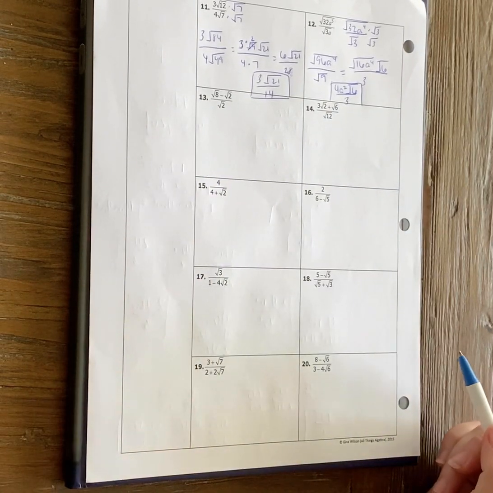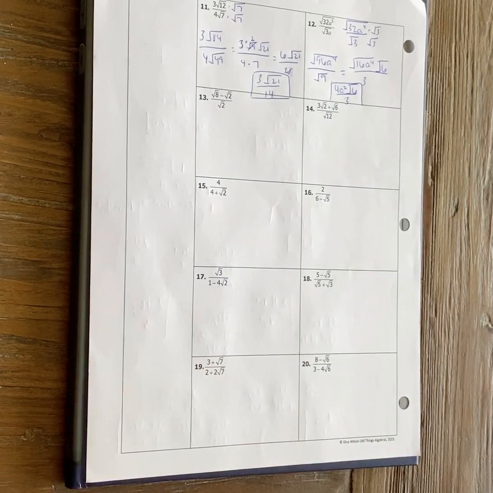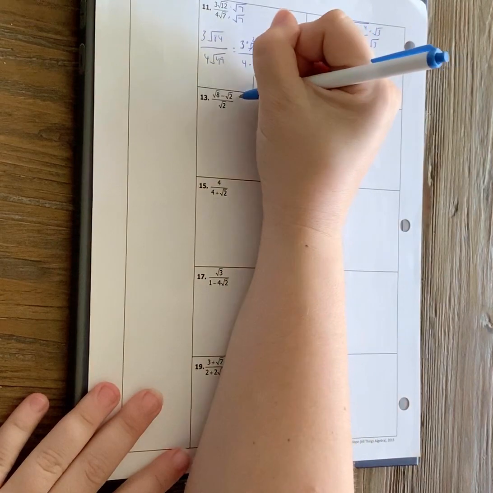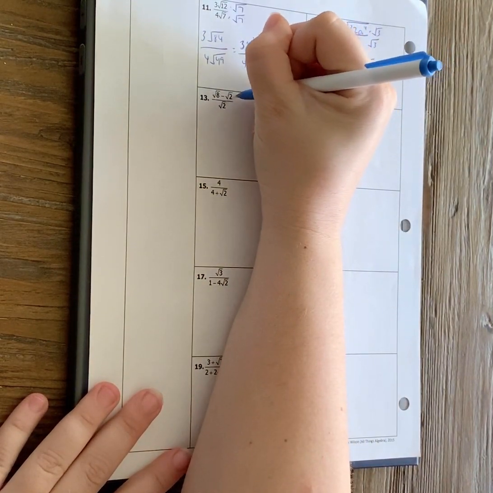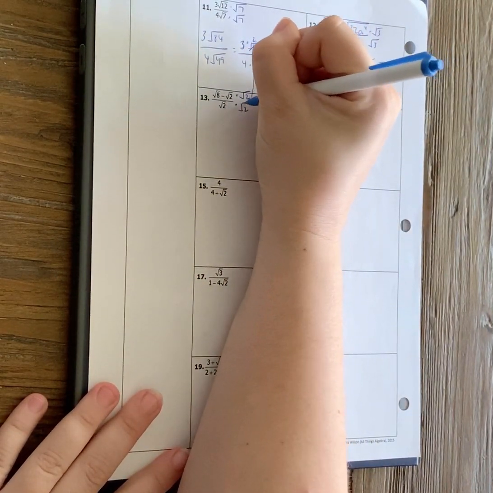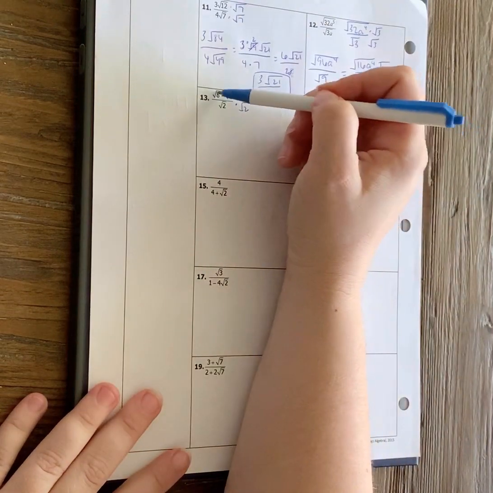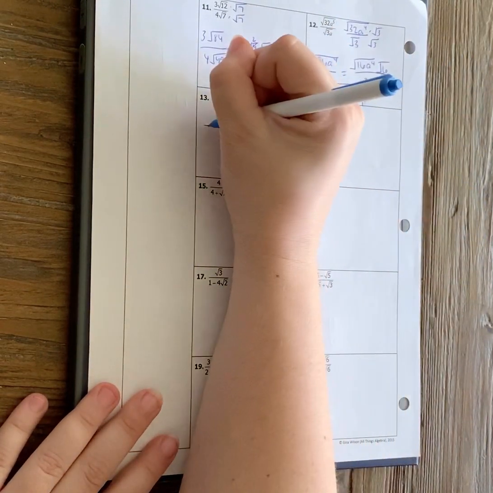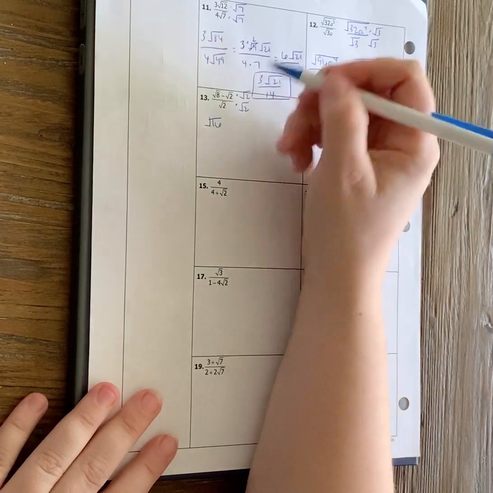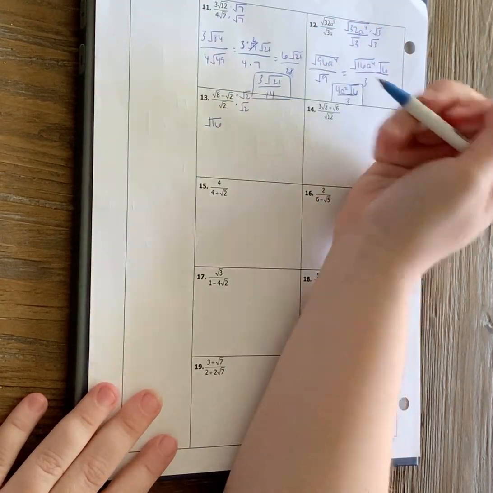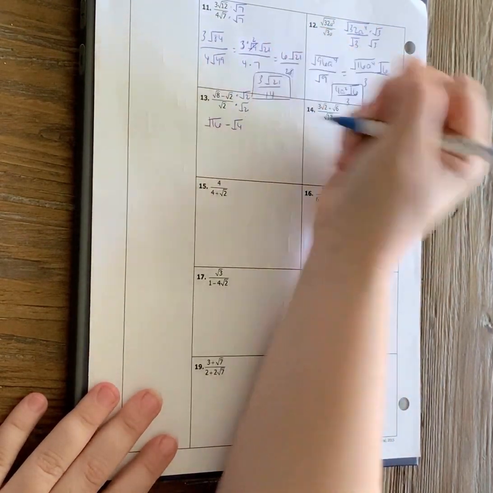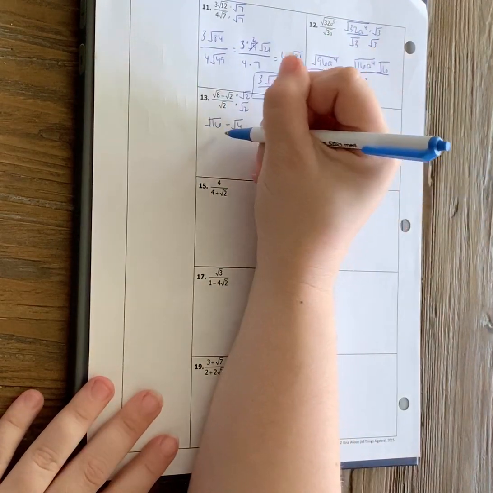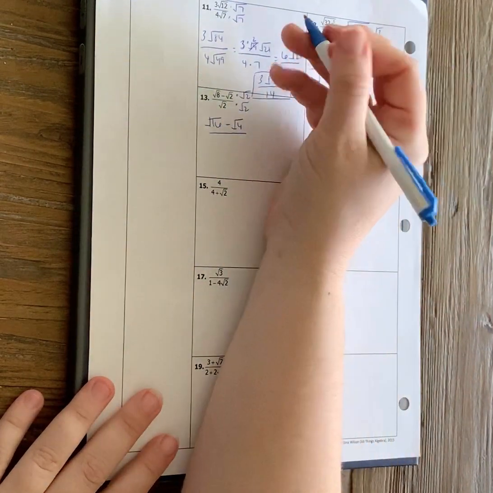Okay, on 13, we are going to multiply the numerator and denominator both by the square root of 2. Okay, so the square root of 8 times the square root of 2 is the square root of 16. Negative square root of 2 times the square root of 2 is negative square root of 4. And this is over square root of 2 times the square root of 2, which is the square root of 4.